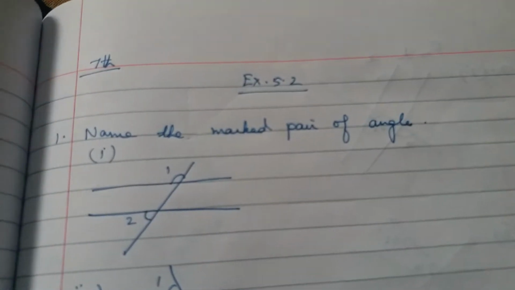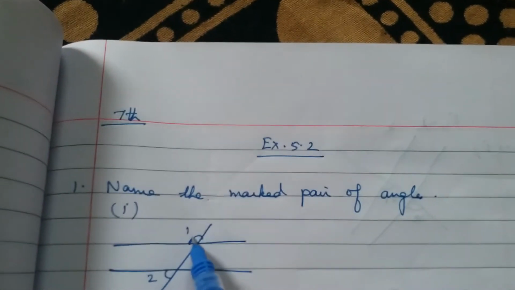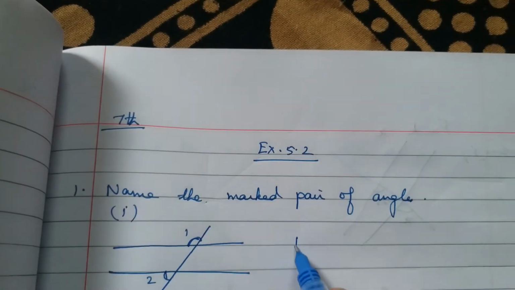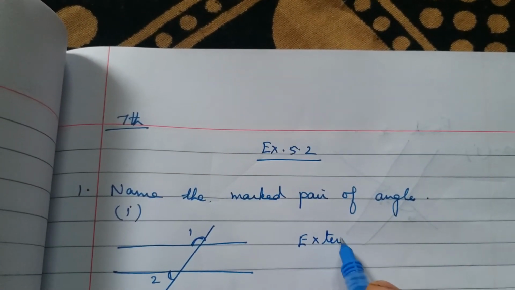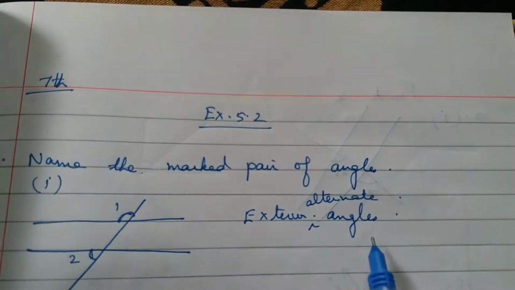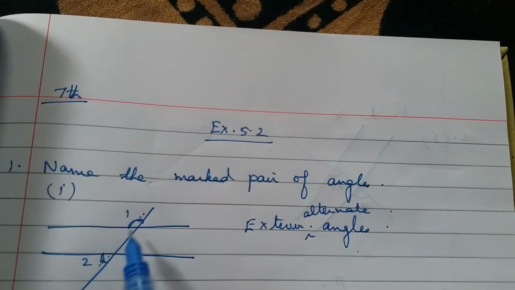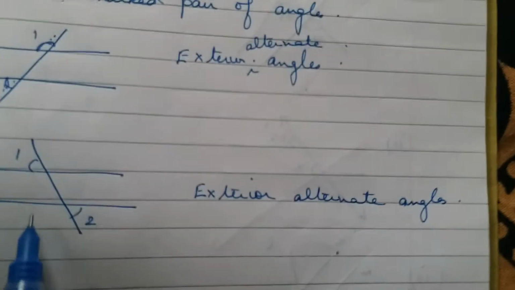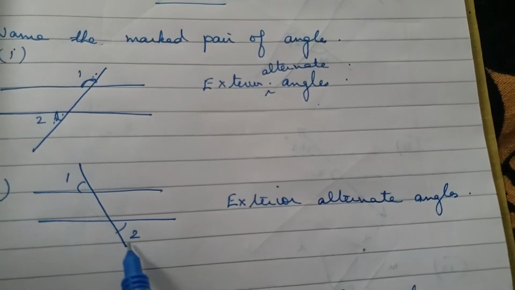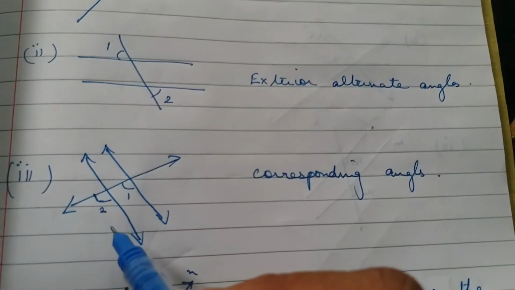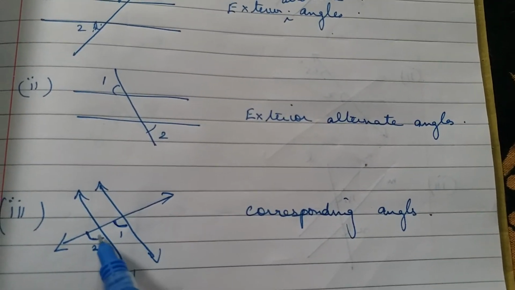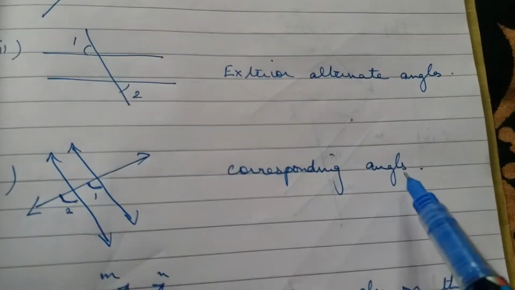Okay, so name the marked pair of angles. So here you see this is exterior alternate angles. They are on the outer portion, alternate side. So this is exterior alternate angles. Same way here 1 and 2 are exterior alternate angles. Here these two are corresponding angles. So this side below the line, this side also below the line. So it is corresponding angles.